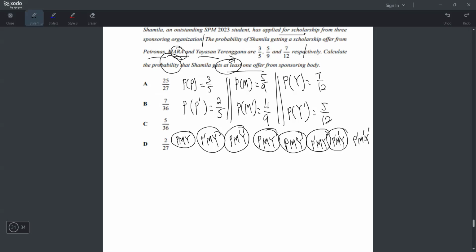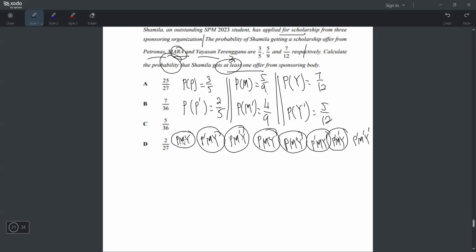She never get any offer. But they say at least one. At least one means dia kena sekurang-kurangnya dapat satu offer. Okay. Tapi ini tak boleh lah sebab dia dapat kosong. Okay, maksudnya saya kena ambil ini semua cari probability and then tambah semua kan? Okay, tapi lambat lah kalau buat macam ni. Boleh juga tapi lambat sikit. So, if you want to do like that, you have to take what? 3 over 5 times 5 over 9 times 7 over 12.